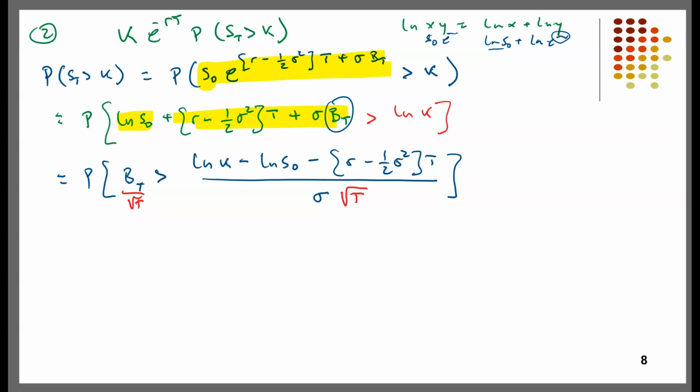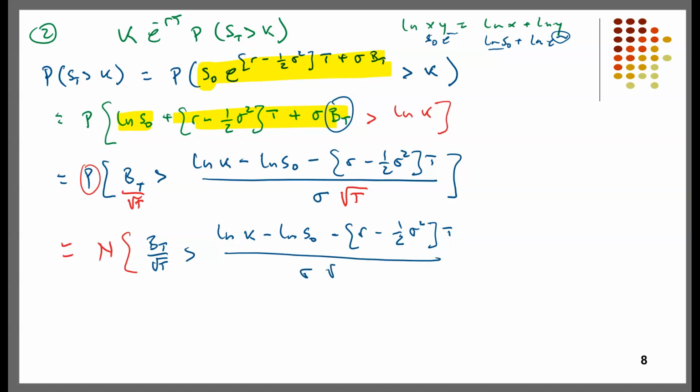Because we divided by the square root of t, we know that this probability function is a normal probability function. So we're going to call this equal to the normal probability function of Bt divided by the square root of t. So let's do Bt divided by the square root of t, that's greater than the log of the strike price minus the log of the stock price, minus r minus 1/2 of the variance, times t, and we divide that by the standard deviation, square root of t.